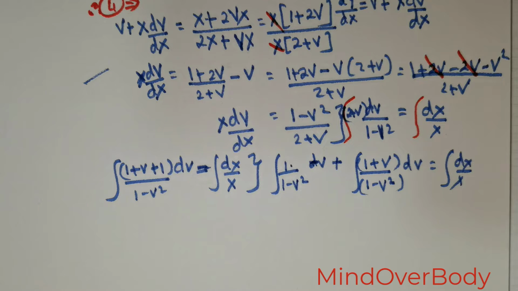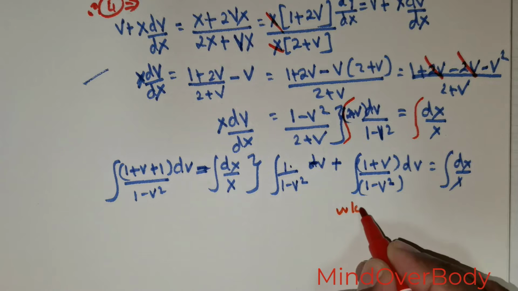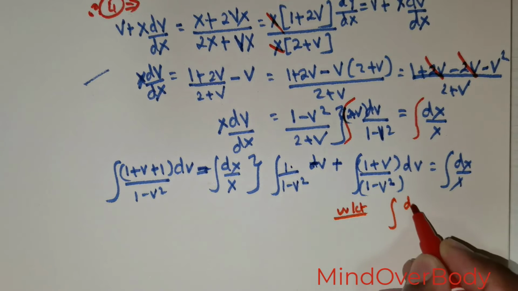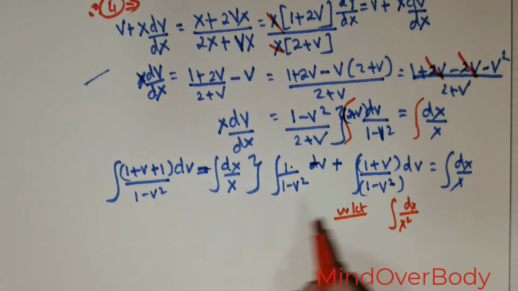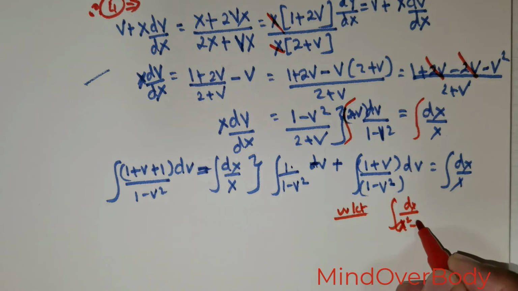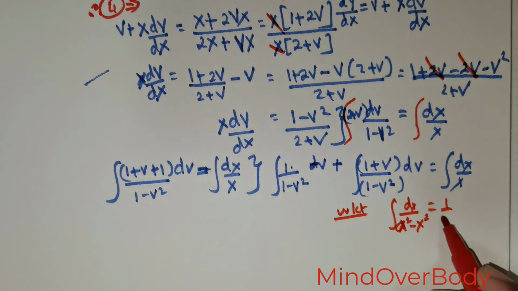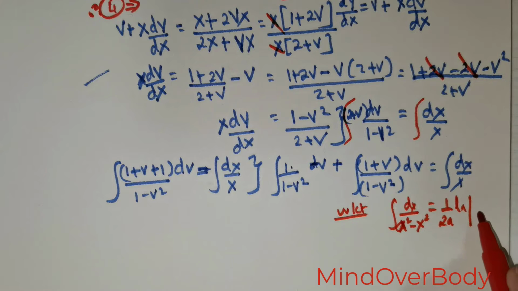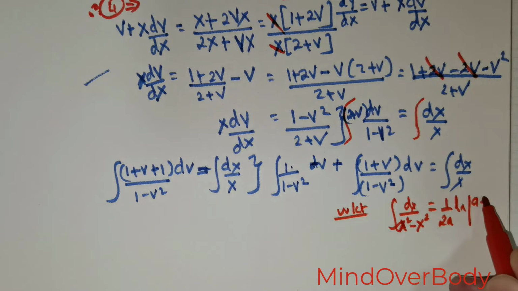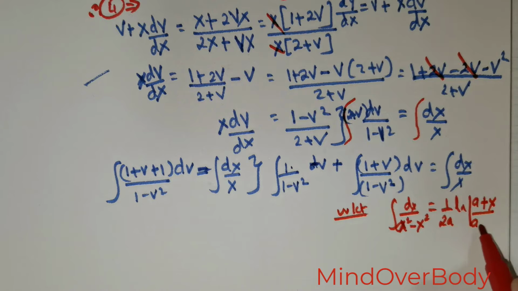So now what we will do is we will have to use this formula. So what is the formula I'm going to use? I've already mentioned this formula. We know that integral dx divided by a squared minus x squared, in this case, is equal to 1 over 2a times ln of modulus of a plus x divided by a minus x. So this is the formula, plus constant, that we would be using.